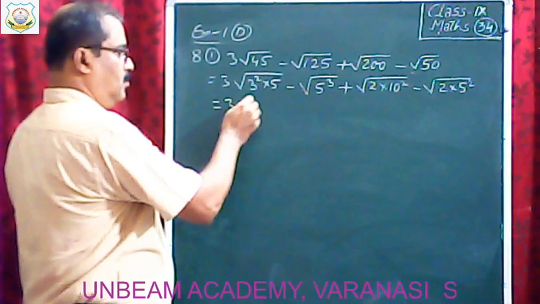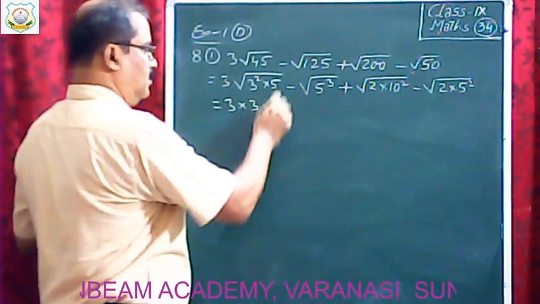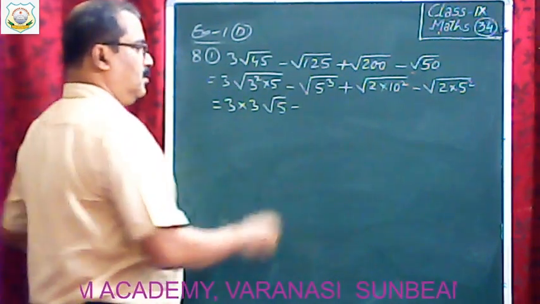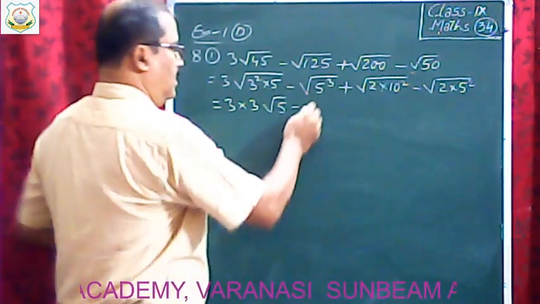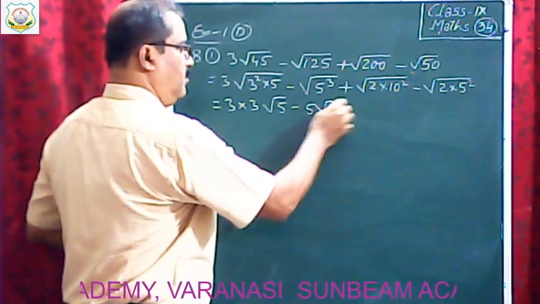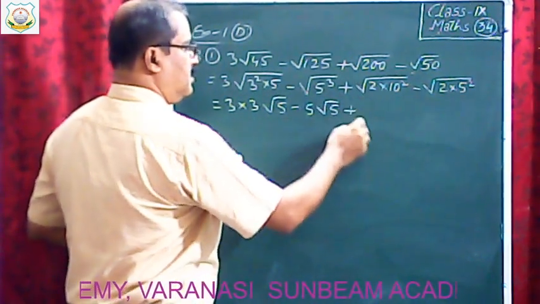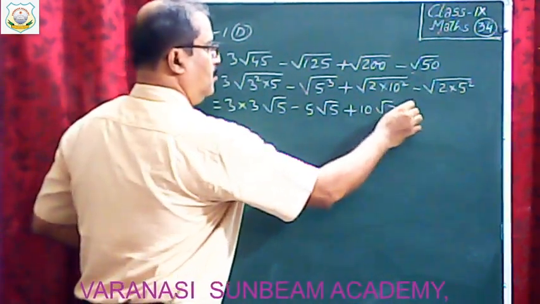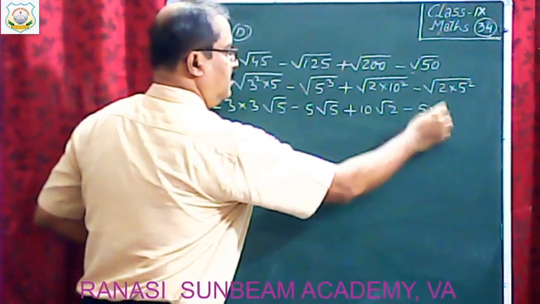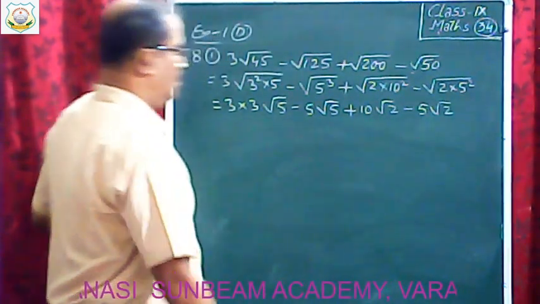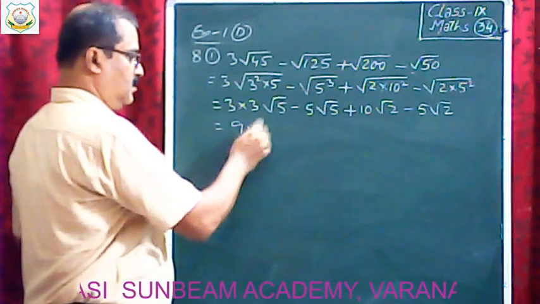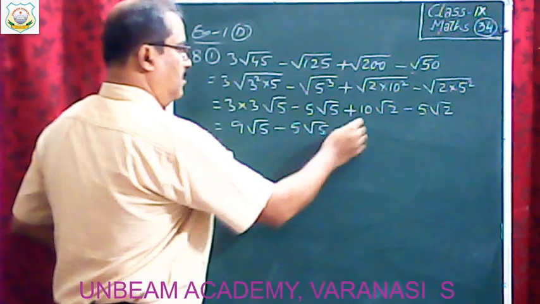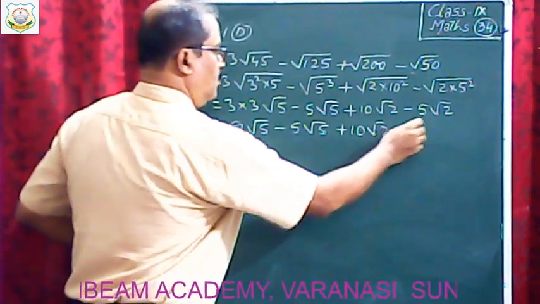So 3 into 3 square, take out one 3, square root 5 left. 5 cube: 3 5s are there, so take out 1 from a pair of 5s, so 5 square root 5. Plus 10 square, so 10 square root 2, minus 5 square root 2. Okay, we get 9 square root 5 minus 5 square root 5 plus 10 square root 2 minus 5 square root 2.